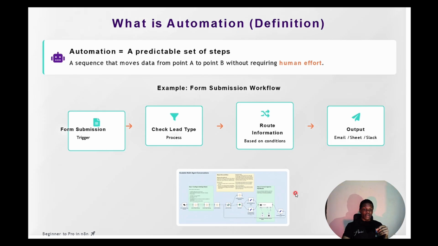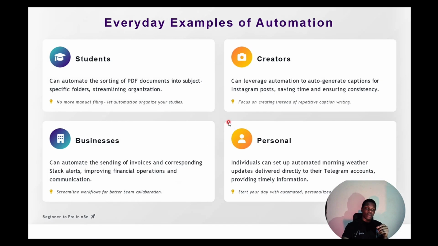Everyday examples of automation. Students can automate the sorting of PDF documents into subject-specific folders, streamlining organization. There are so many ways students could use automation. They can do a lot with automation. They can organize their PDFs, they can set reminders, they can generate quizzes automatically.